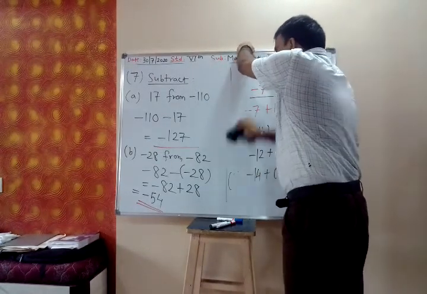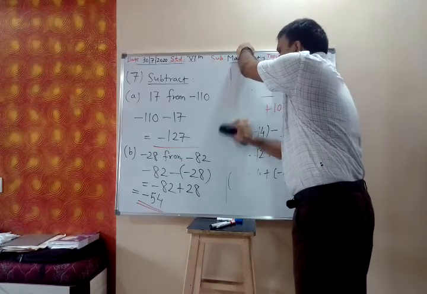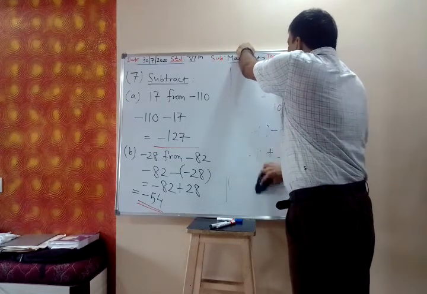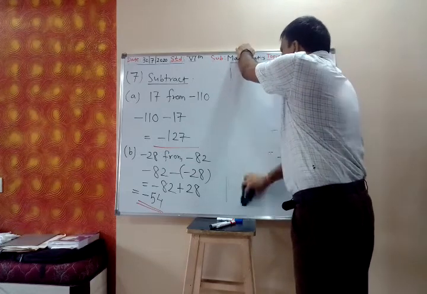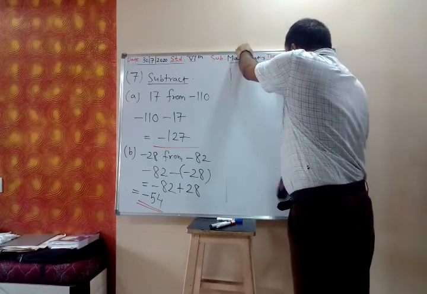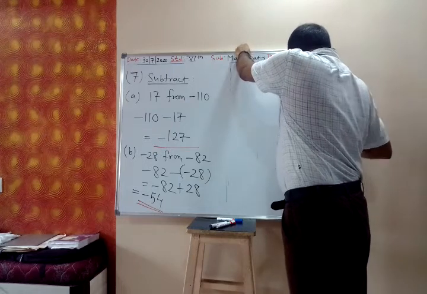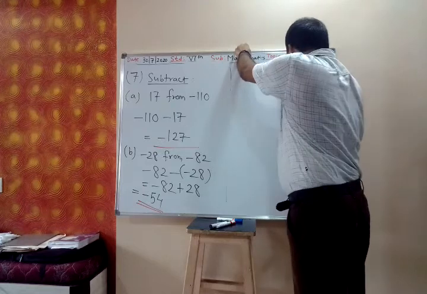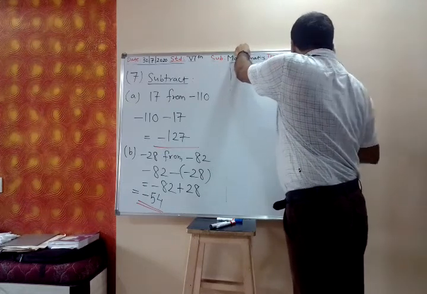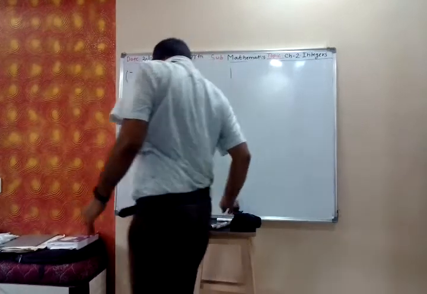Because minus 82 plus 28, what is the sign of minus 82? Minus. What is the sign of plus 28? Plus. So whenever you have opposite signs, plus and minus, yes. Whenever they have opposite signs, you try to understand.